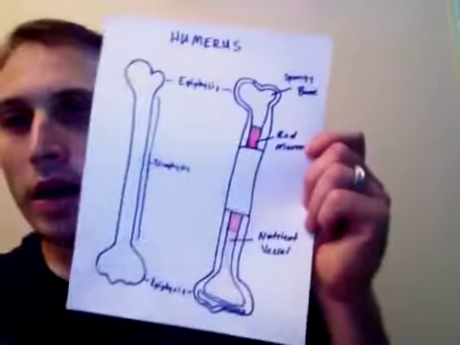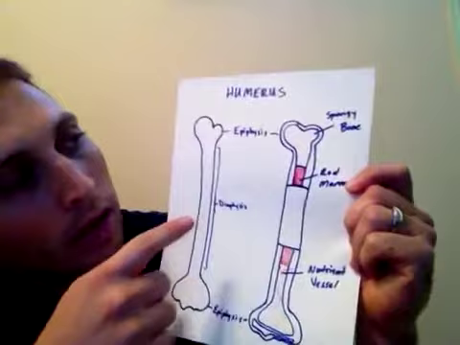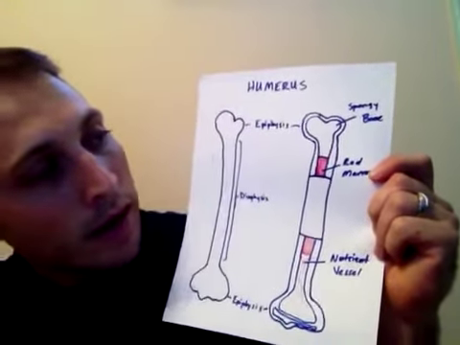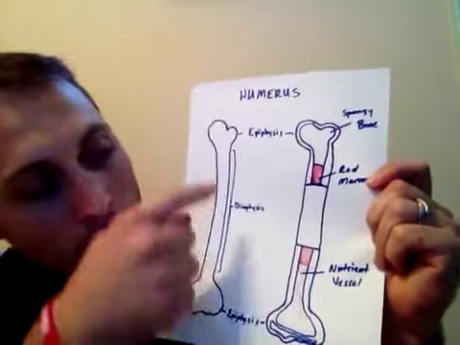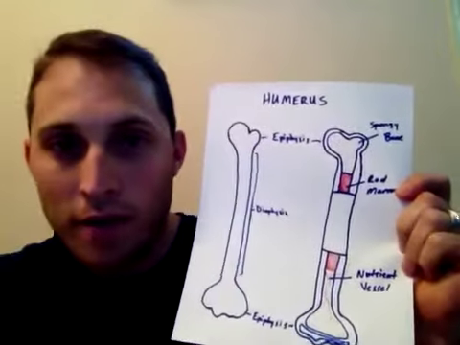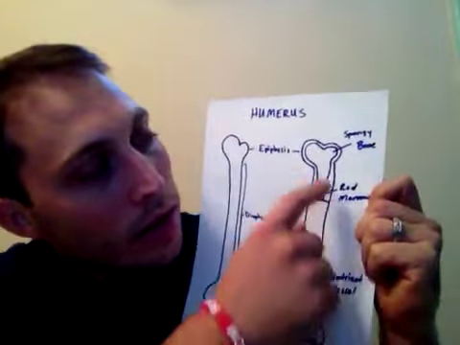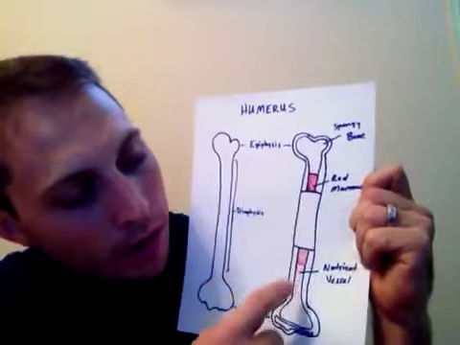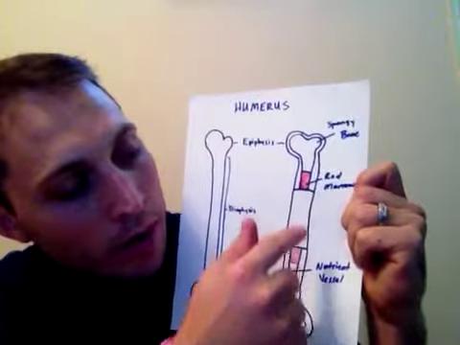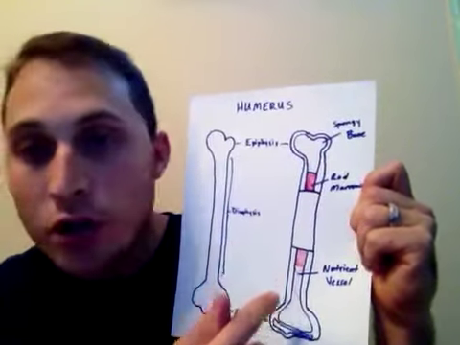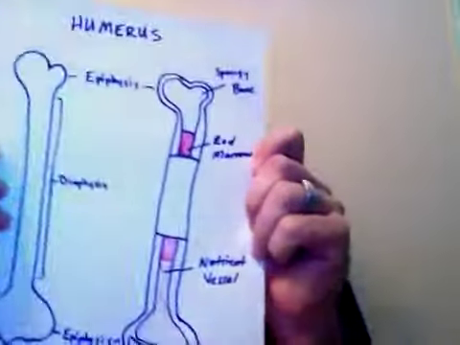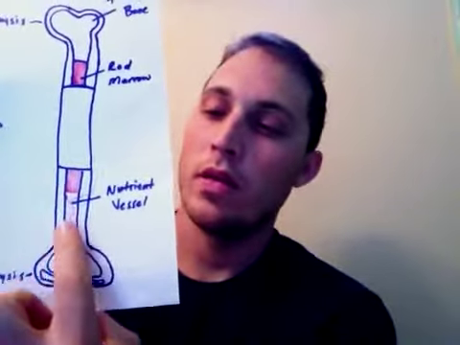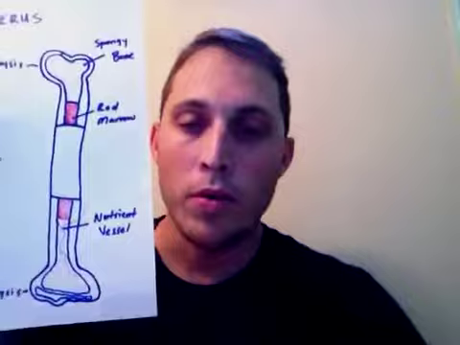And I'm going to present a diagram of the humerus. Here you have the humerus, and you have the epiphysis at the ends of the bone. Then you have the diaphysis, which is the shaft of the bone. Then inside the bone you have the spongy bone area, which leads to your red marrow and your vasculature inside the bone. And here you'll find the nutrient vessels that are going throughout the bone.